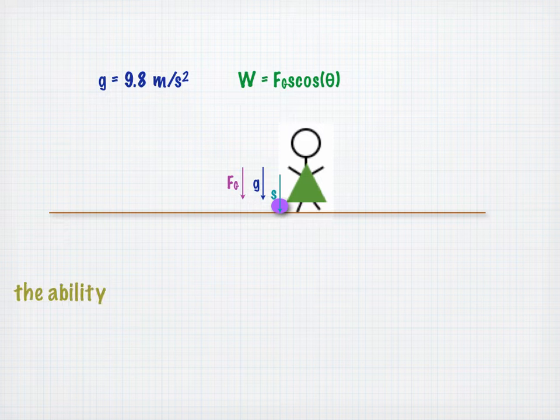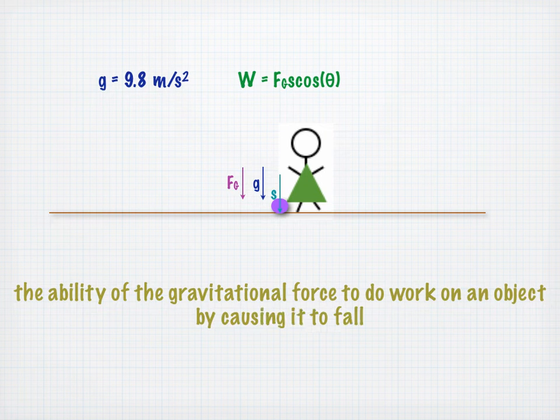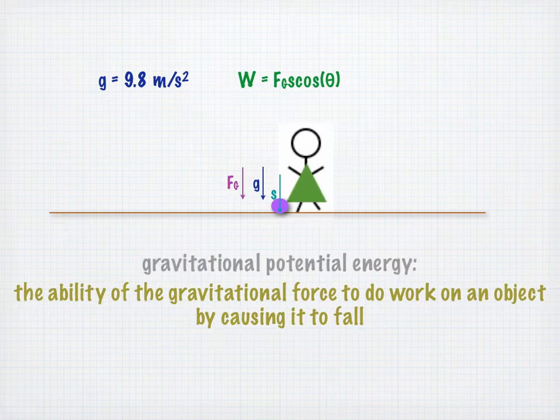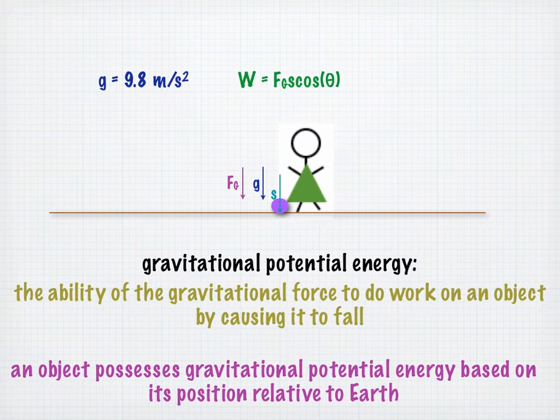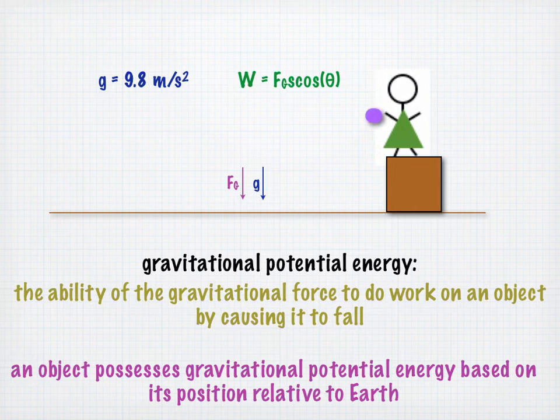We call this ability of the gravitational force to do work on an object by causing it to fall the gravitational potential energy of the object. Gravitational potential energy is sometimes called energy of position because an object possesses this energy based on its position relative to the Earth. For example, if I stand on a box and drop the object from a greater height, does it have more or less potential for work to be done on it?